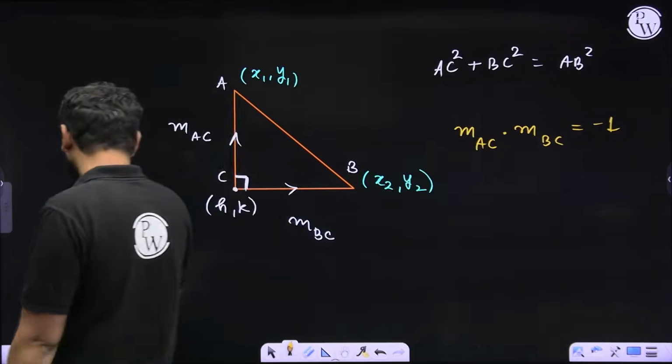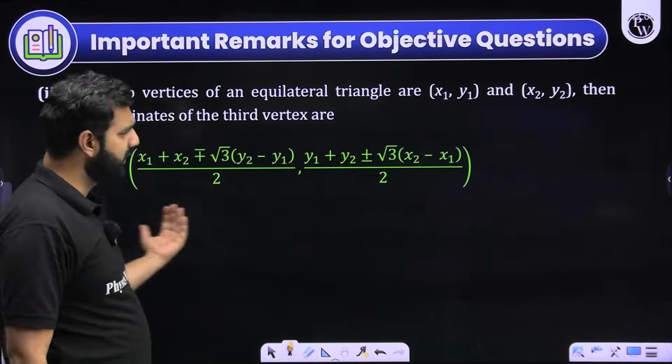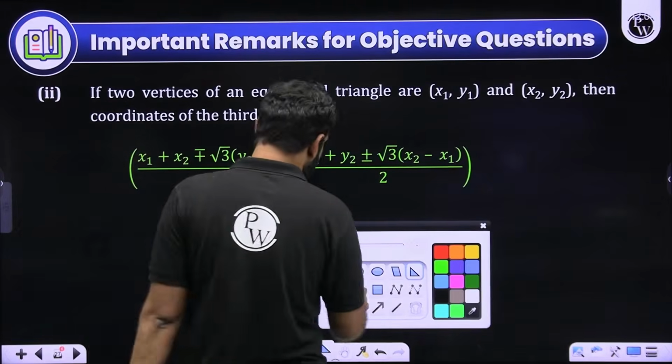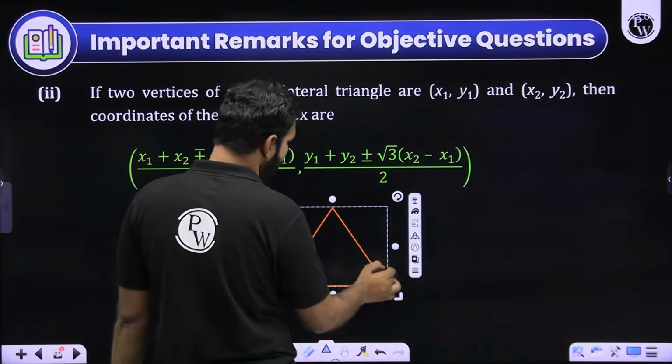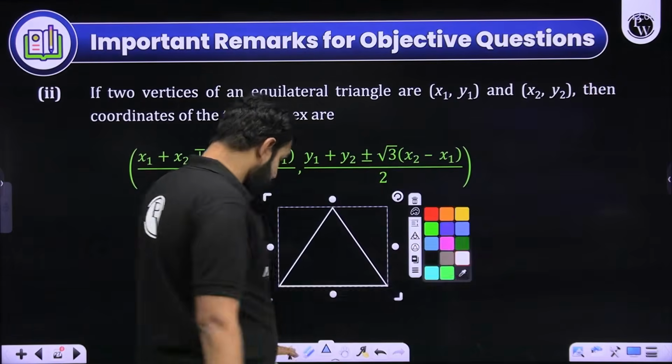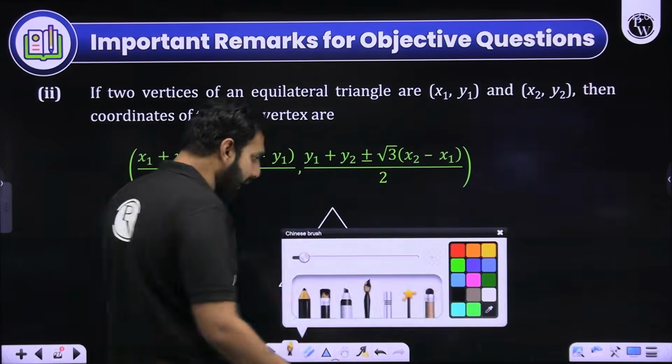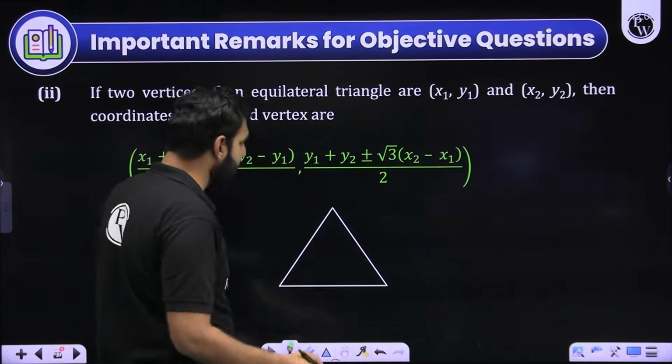Similarly, there are some more results and formulas. This is something for when you are given an equilateral triangle. So let's say there is an equilateral triangle given to us. You can remember this formula. I am of course going to share this sheet, the notes, with you. You can revise the formula. You can try to learn them.